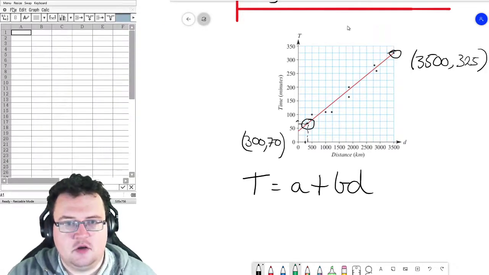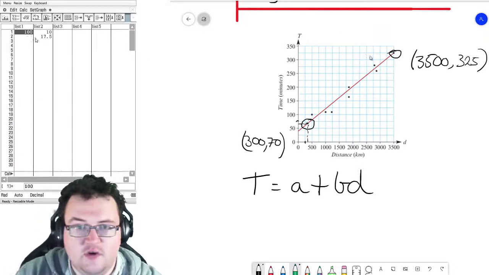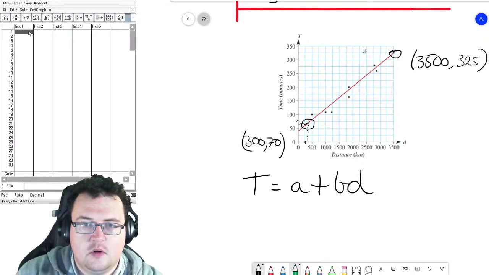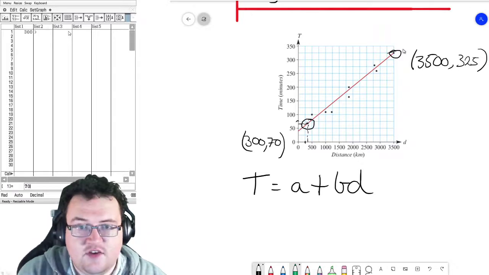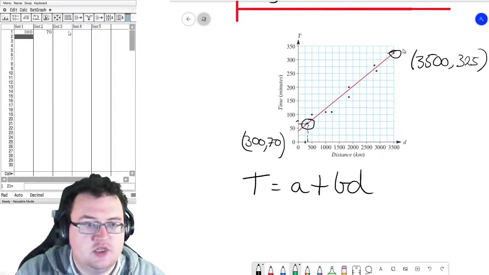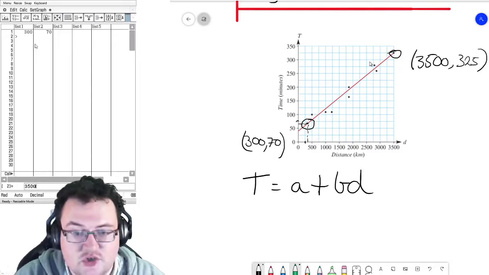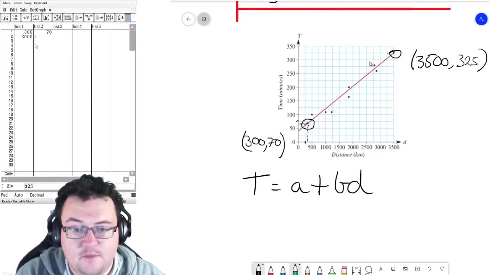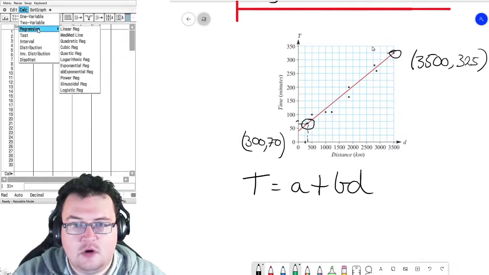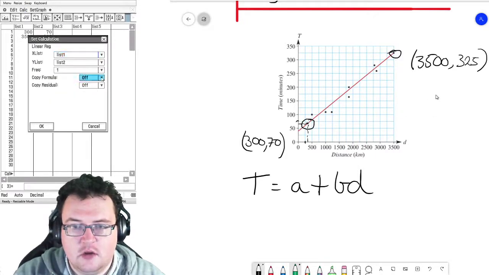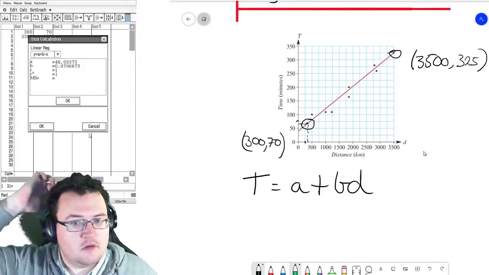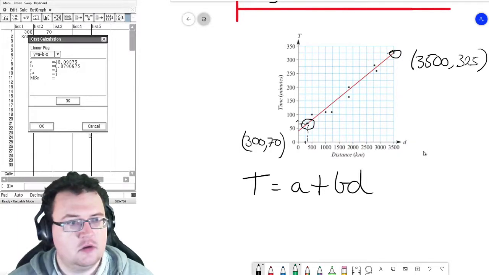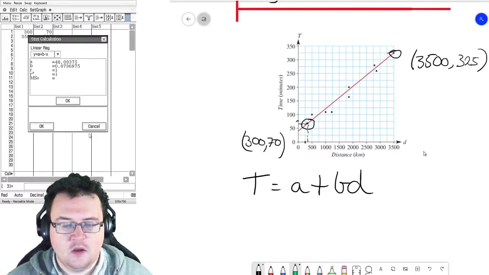Go to spreadsheet, or not spreadsheet, go to statistics. We'll get rid of this data here. And we will put in 370, and then the other one, which was 3,500 and 325. Calc, regression, linear regression. We're going to copy the formula because we might need it to do some other stuff later. Hit OK, and there is our equation.